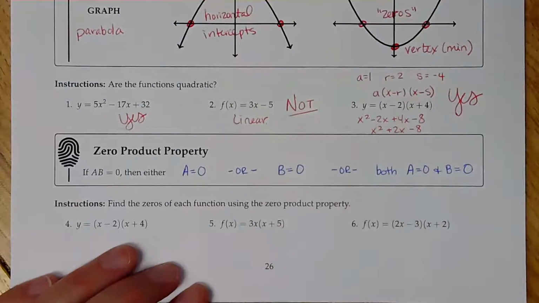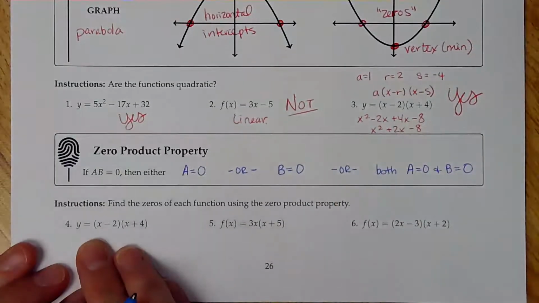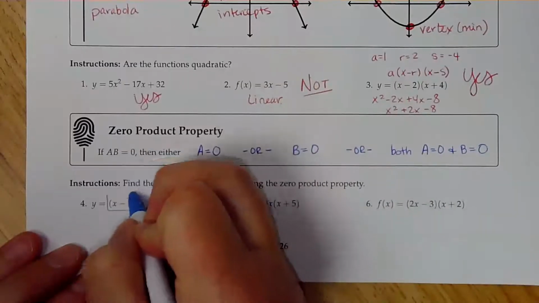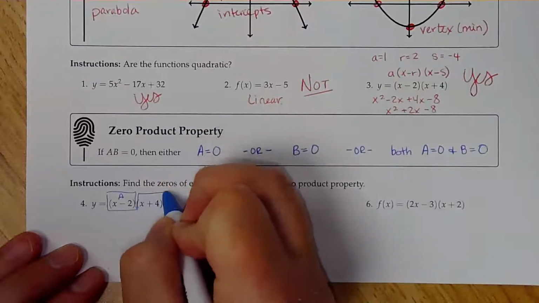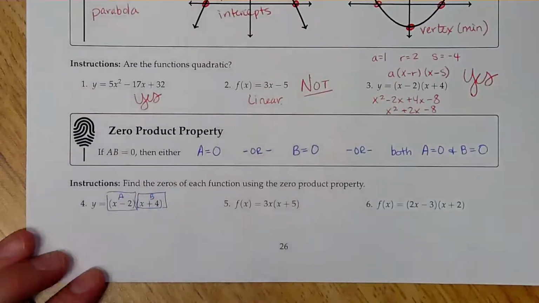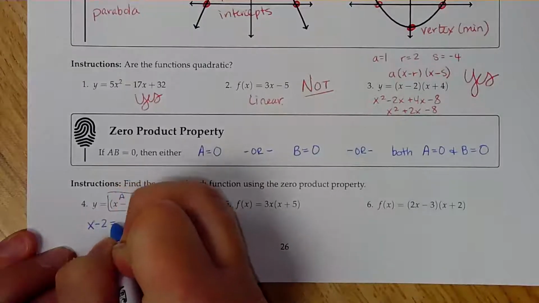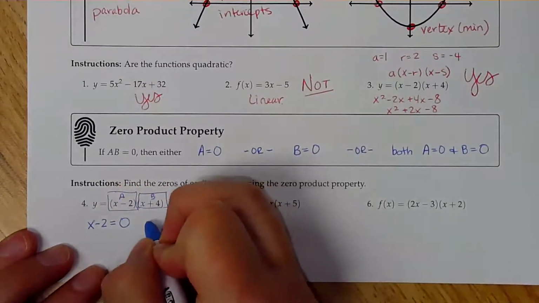So we're going to go ahead and try this property out. I have y is equal to x minus 2 times x plus 4. So this would be my A, and this would be my B. Okay, so I'm going to take A and set it equal to 0. And I'll take B and set it equal to 0.